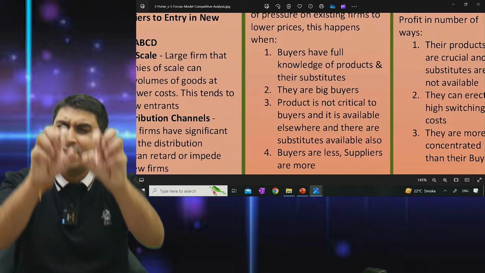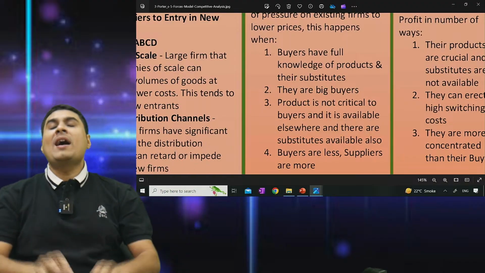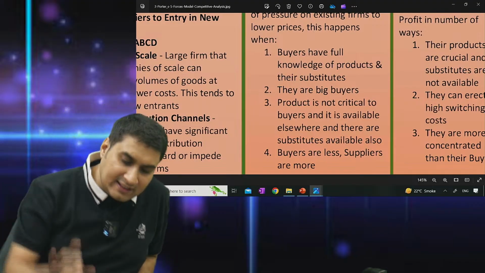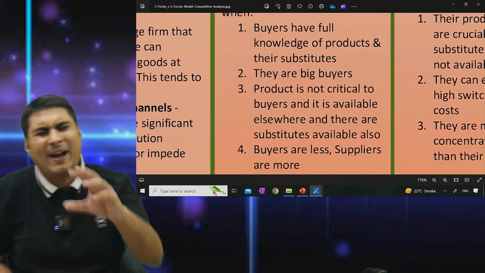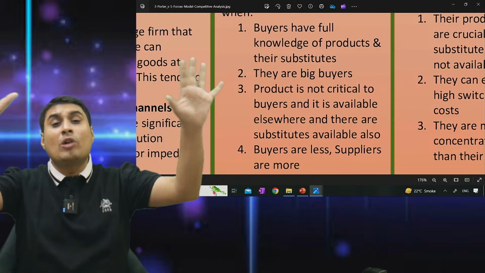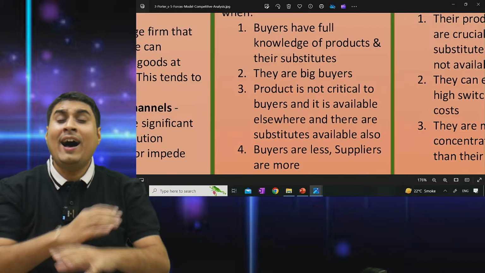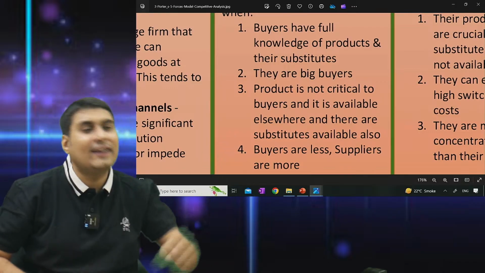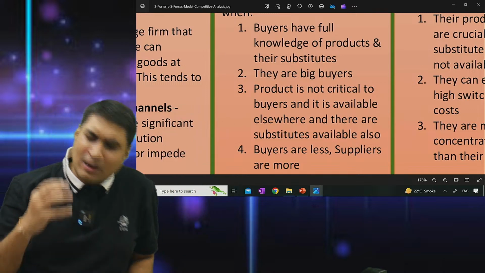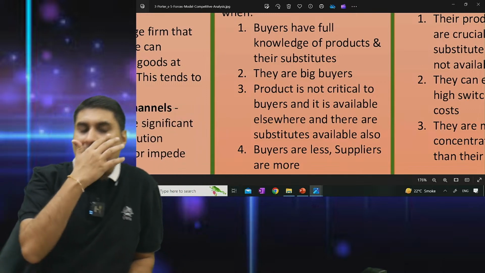And if buyers are less and suppliers are more, then buyers will command the position. They will dictate the terms. Very simple. Tell me, in four cases, the buyer can have a lot of control. Number one, the buyer has full knowledge about the product and substitute. There are very few buyers, so they can control you. There are a lot of substitutes available. They are a big buyer. Very simple.